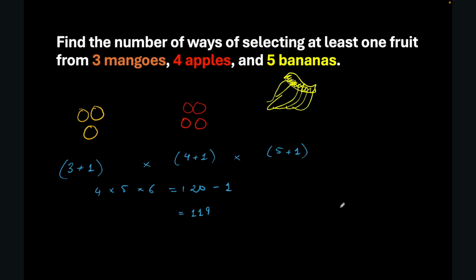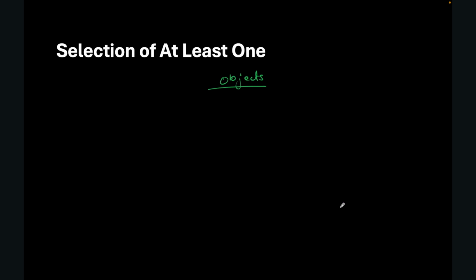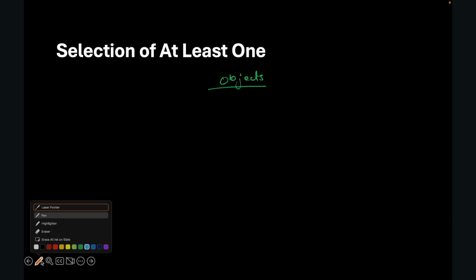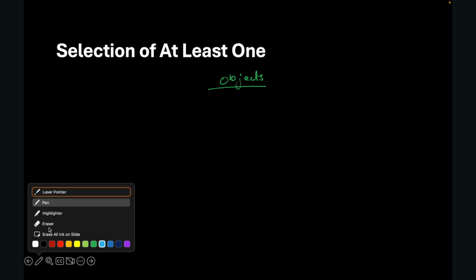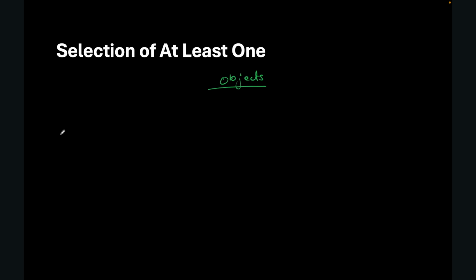This was a fairly short video. I'm sure you can extrapolate the situation if you want. I can give you some formulas as well. In a first situation, if you have n distinct objects, then it's basically 2 raised to the power n minus 1.